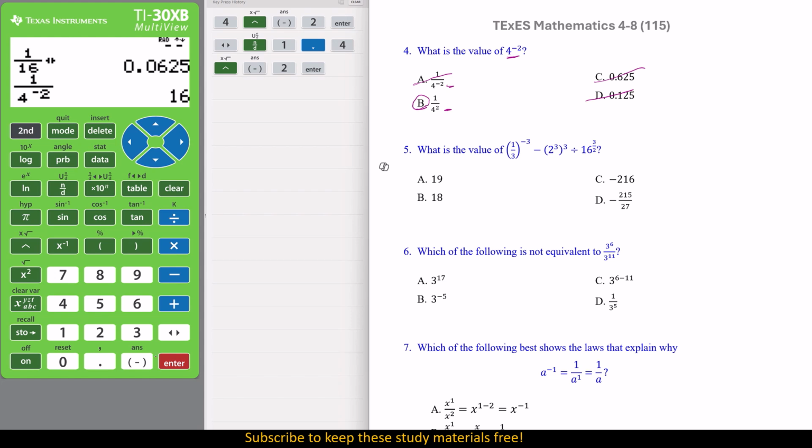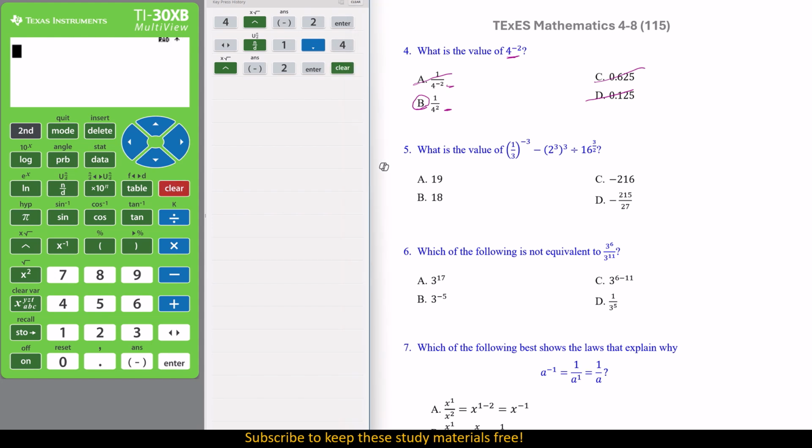Let's look at number 5. What is the value of, oh, and I have this mouthful of an expression. Let's just put that in the calculator. Clear that out. And parentheses. Okay, our fraction is 1 over 3. Close your parentheses. Now caret up, negative 3. Oh, I didn't close my parentheses. I can go back and type it in. It lets you do that when you use exponents.